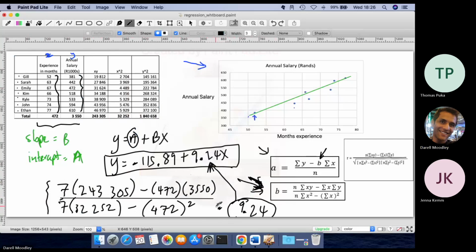Then you do the same thing for A. You get the values for the sums. You now have B, so you can input that 9.24 for B, and then you'll work out A. If you do it the long way for A, the value you should get is the same as what you did using the shortcut, which is minus 115.89.